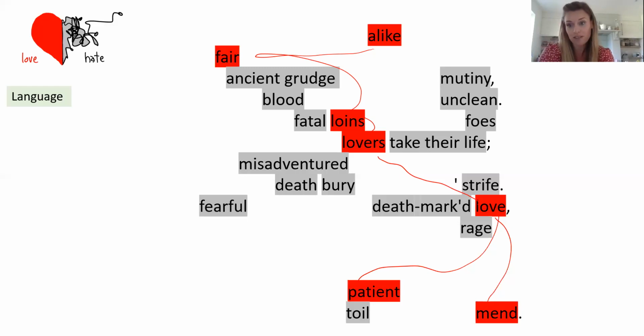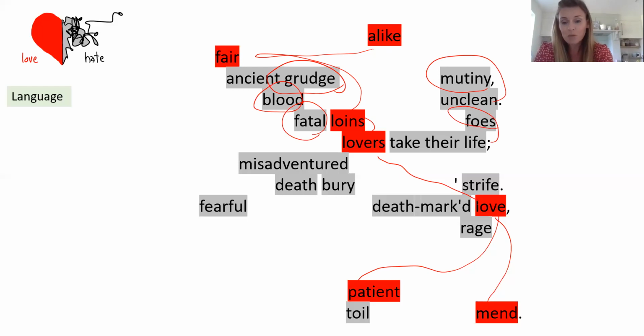Just looking at the words there, you can see more hatred and love. We've got this grudge. We've got mutiny, which is this new style of fighting that's going on in the streets. You've got the image of blood. We've got fatal, people are dying. We've got enemies. We've got suicide, people taking their own lives. We've got death again. We've got this image of people being buried. So this really, really negative conflict to the point of it killing people.